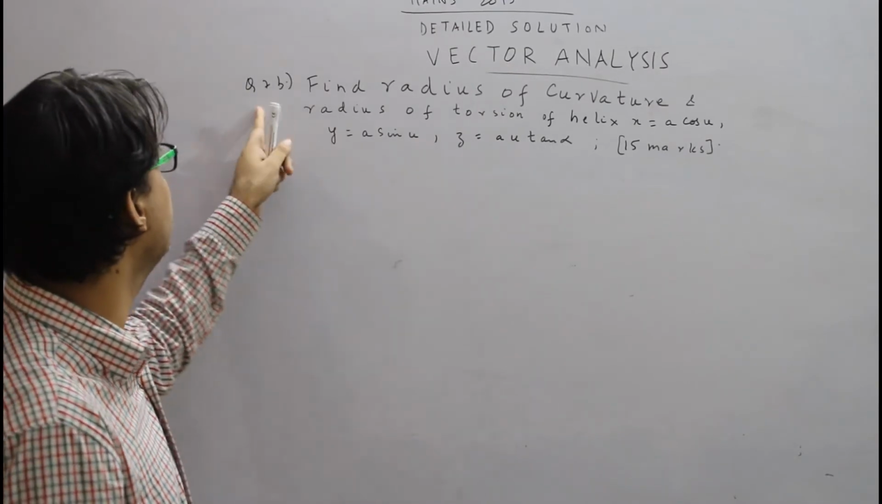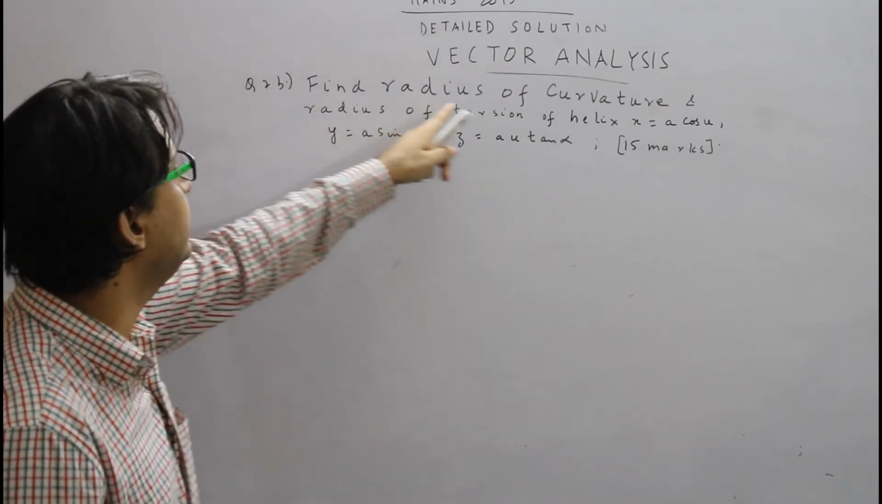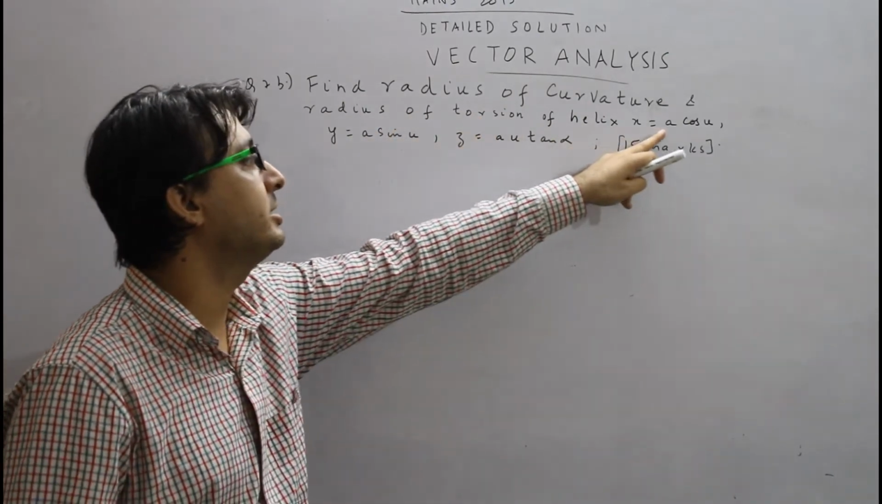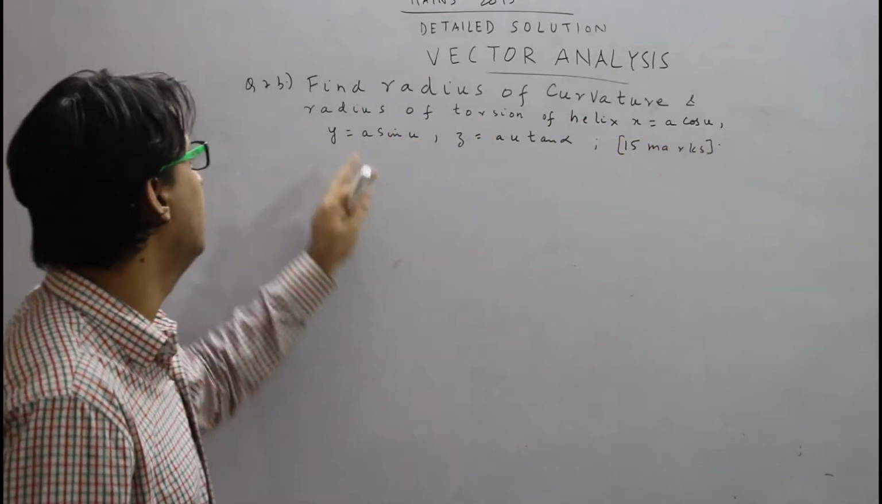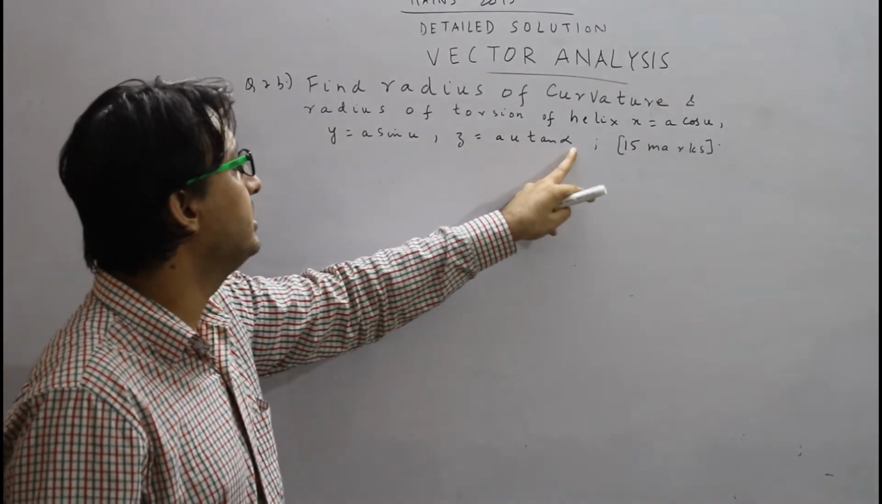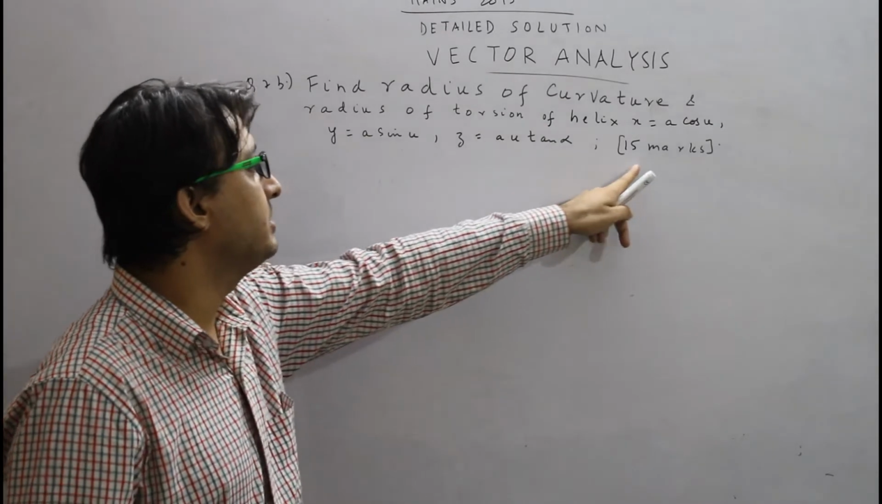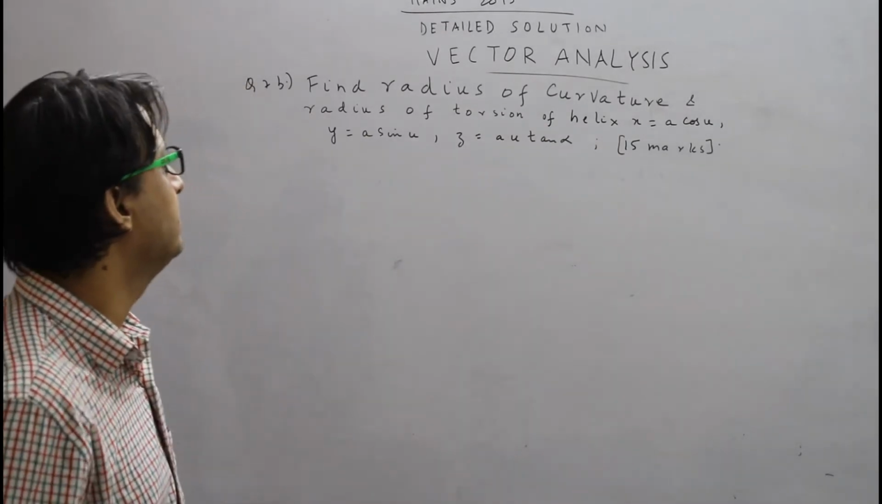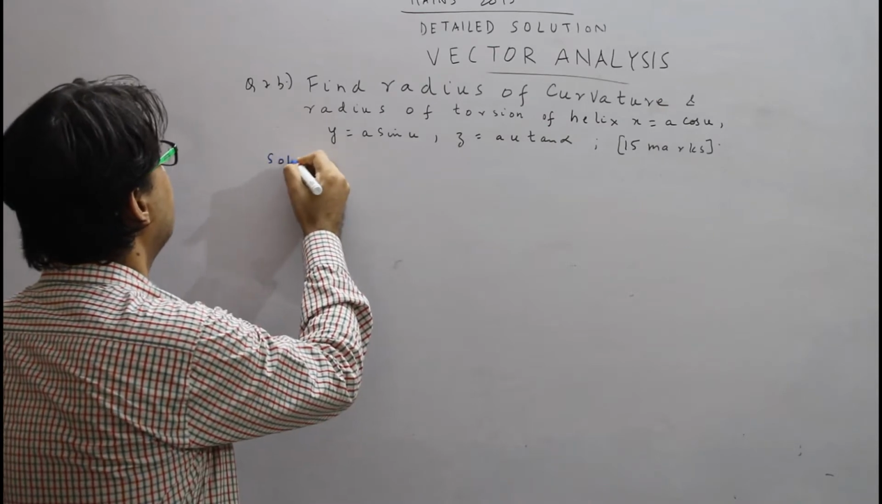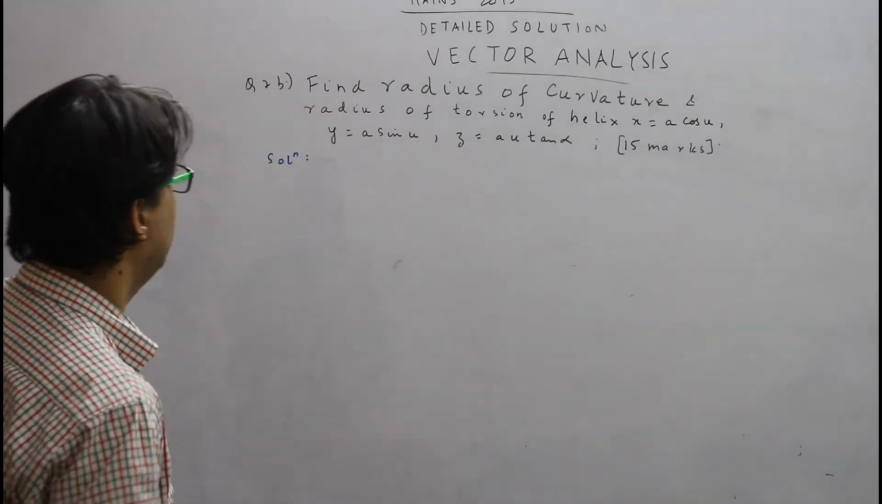So this is question 7b. You have to find the radius of curvature and radius of torsion of the helix x is equal to a cos u, y is equal to a sin u, and z is equal to au tan alpha. This was asked for 15 marks. In this kind of question, we can write the formula as well.